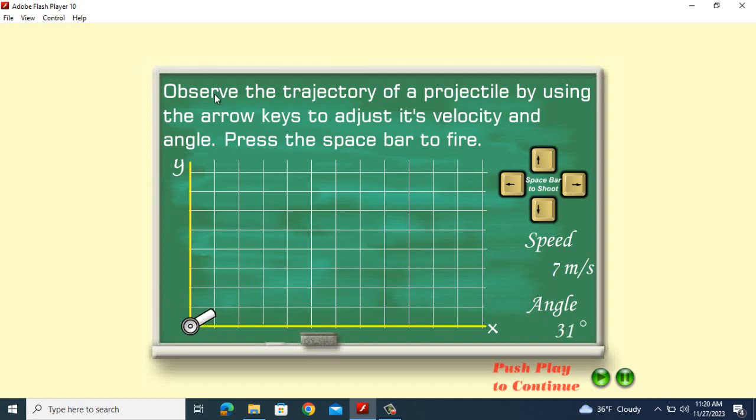All right. So what the student's supposed to do here, obviously, is observe the trajectory of a projectile by using the arrow keys to adjust its velocity and angle, and then press the space bar to fire. So, bam! Oh, that was it. So let's add some more speed there. Ramp it up. You can see increased speed, and you have a projectile, and we have a trace element that traces the path of that projectile.